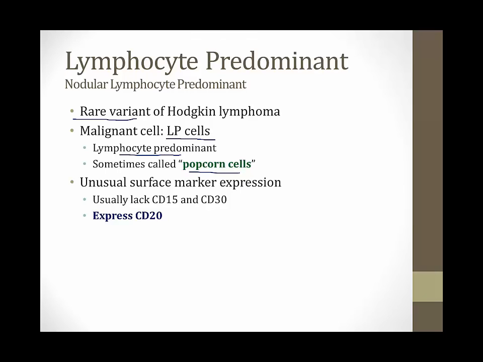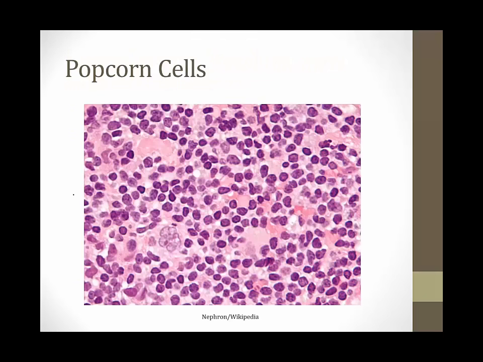These cells have unusual surface marker expression. They lack CD15 and CD30. Instead, they express CD20. CD20 is a traditional B cell marker, and it is expressed by these LP cells, and the usual Reed-Sternberg markers CD15 and CD30 are absent. And here's a picture of a popcorn cell that you see in this rare variant of Hodgkin lymphoma.